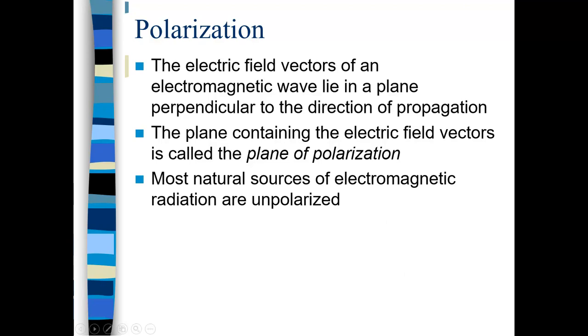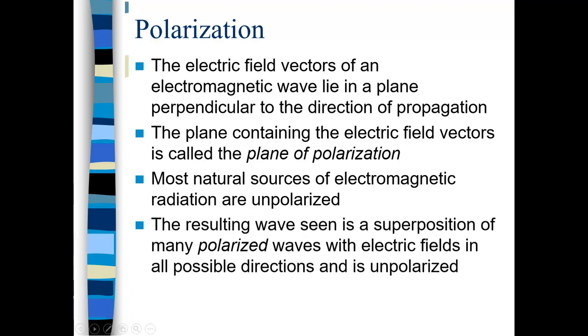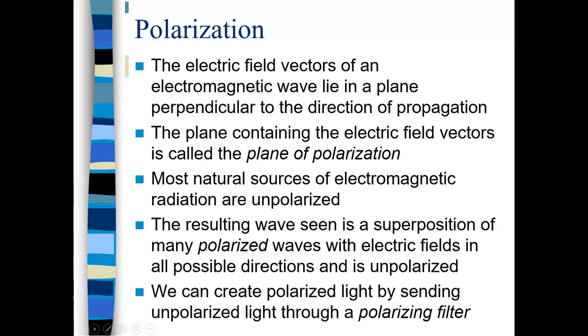Now, most natural sources of electromagnetic radiation are unpolarized because they're at many different angles. The resulting wave that you see that's not polarized is just the superposition of many, many polarized waves with electric fields in all possible directions. So you see the resultant of many different waves that are all polarized, but they're all coming in different directions, so they look like they're diffuse. But if we use a polarizing filter, we can create polarized light, and we can see the electric wave in only one plane.